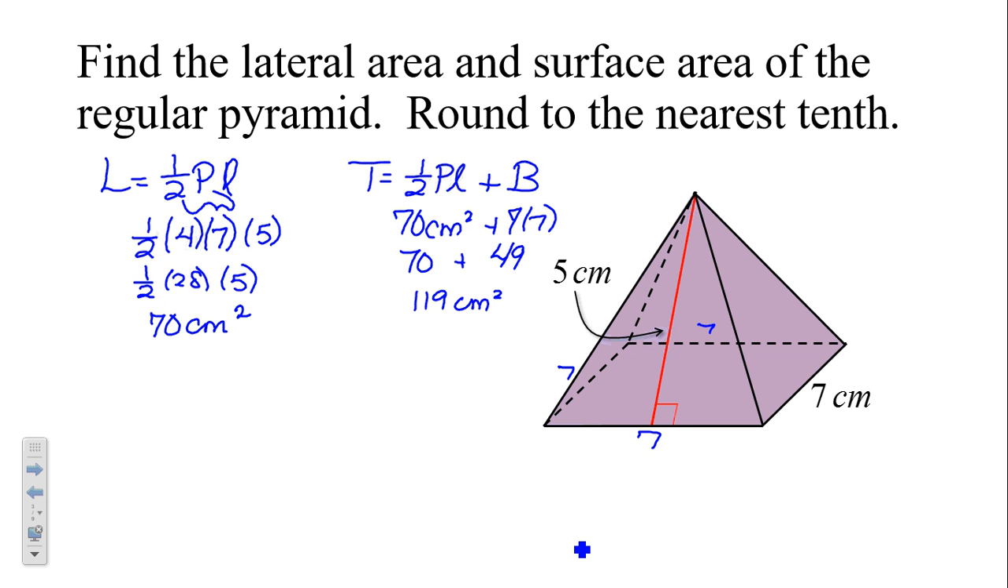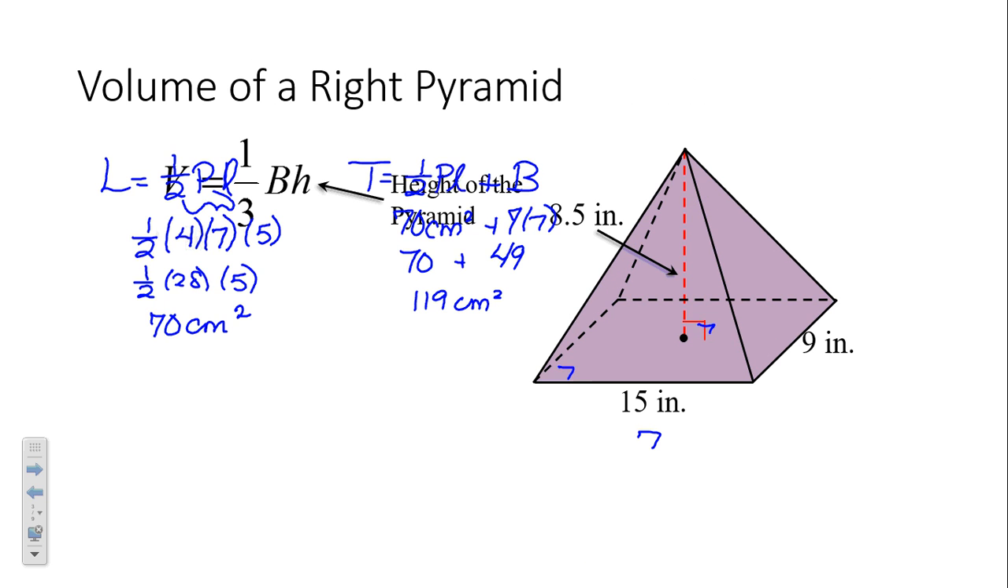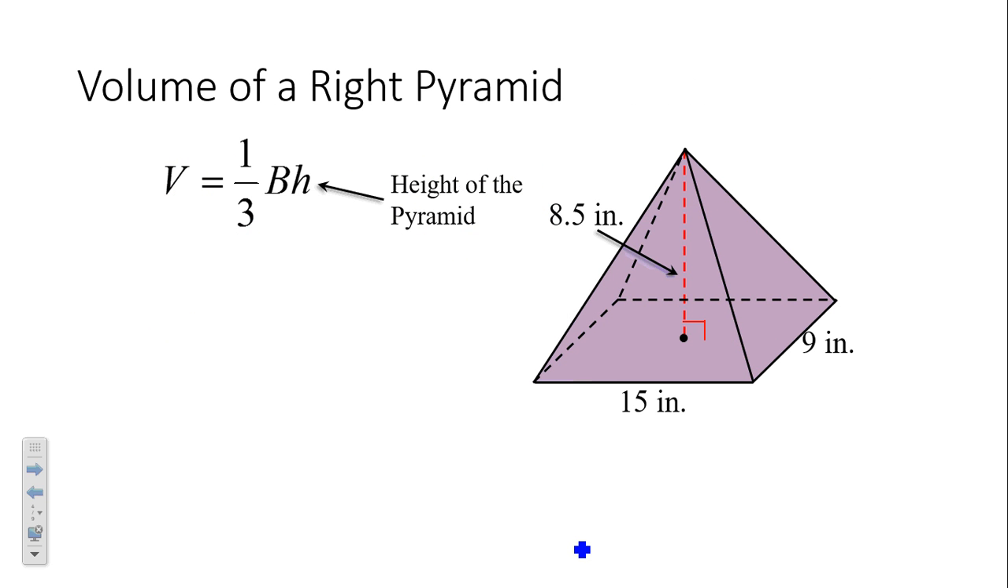Okay, so the next one. Next one we need to do is find the volume. Okay, the volume is going to be 1/3 the base times the height, where B is the area of the base. And this time, H is not the slant height, it's the perpendicular height from the vertex of the pyramid to the center of the base. Okay.